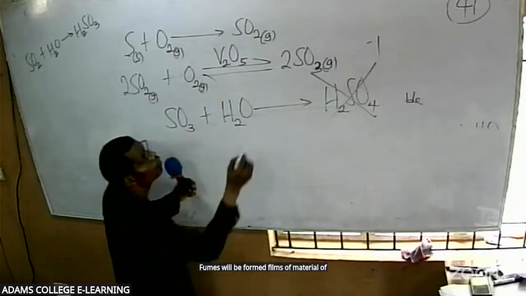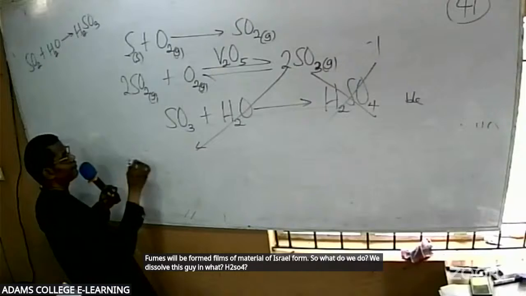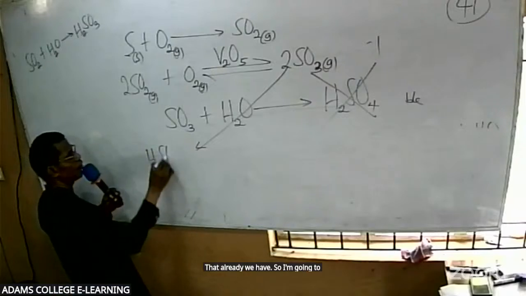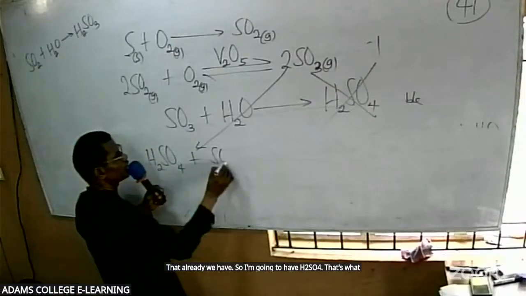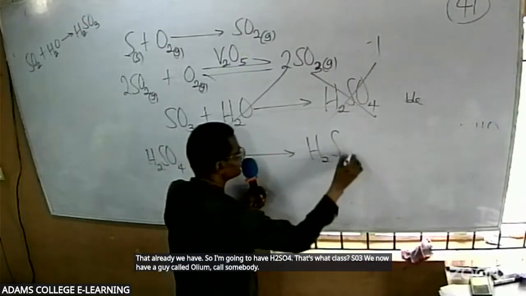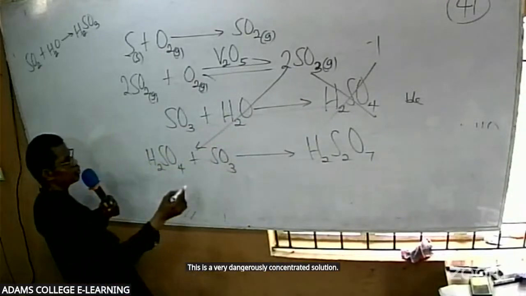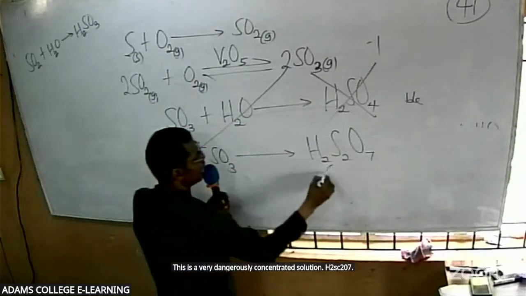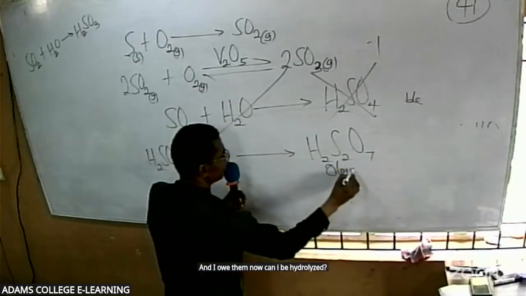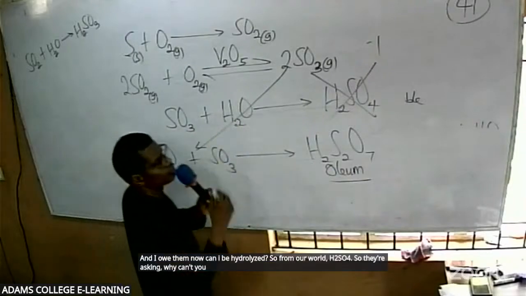So what do we do? We will dissolve SO3 in what? H2SO4, which we already have. So we're going to have H2SO4 plus SO3. We now have something called oleum. This is a very dangerously concentrated solution. Oleum, H2S2O7. And that oleum can then be hydrolyzed to form our H2SO4. So they're asking, why can't we dissolve this in water to form that? And I've given the answer.